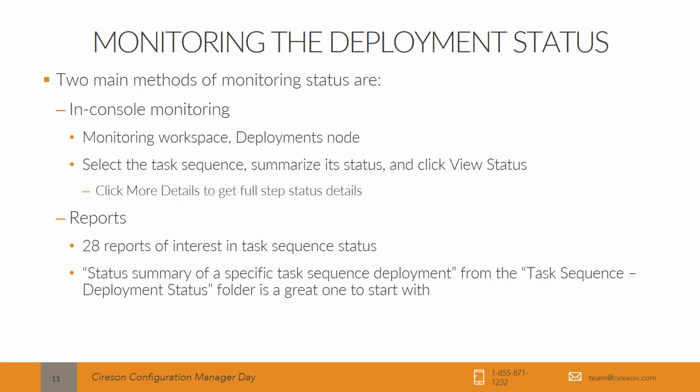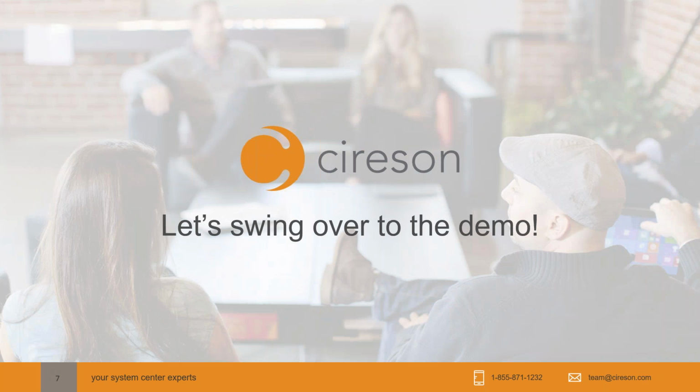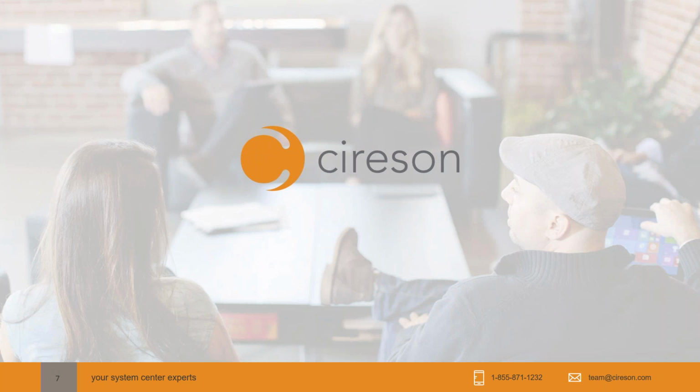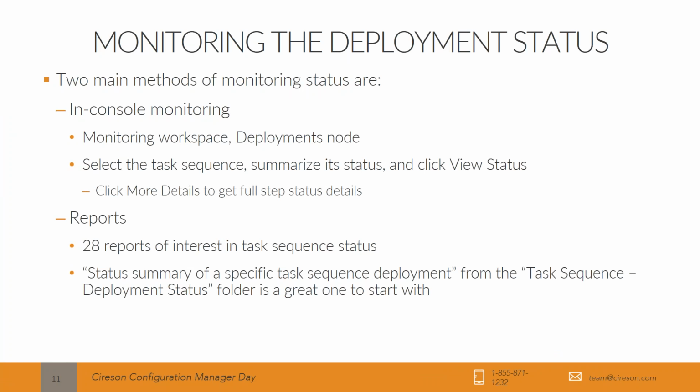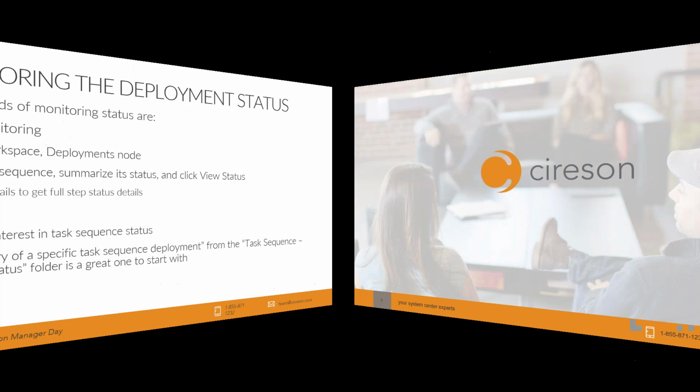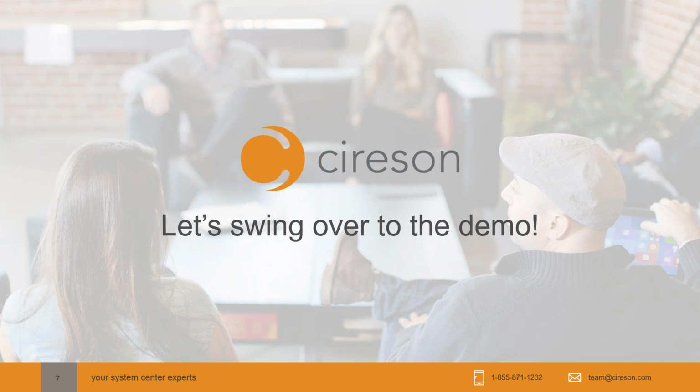Or if you want, you can do reporting. And there are 28 reports related to task sequencing. So you can go ahead and look at the status summary of a specific task sequence deployment from the task sequence deployment status folder. That's a great one to start with. And that will get you moving along with your task sequence processing. So I'll show you that once I get a little bit further on. So right now, there's nothing here to look at as far as the monitoring deployment status. So we'll look at that momentarily.